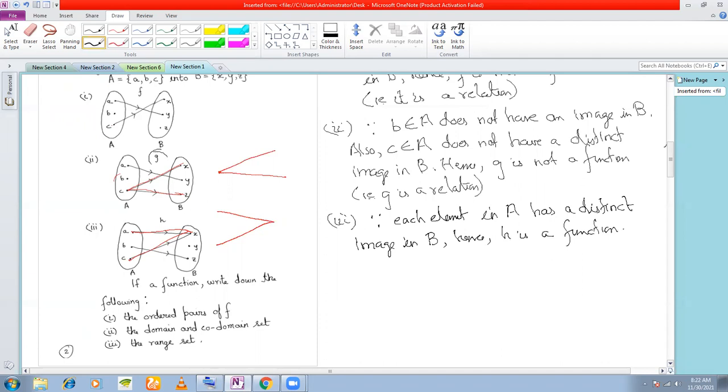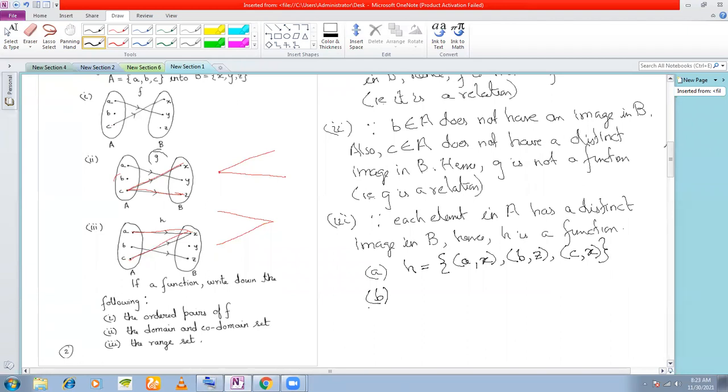Okay. Now, the question states that if it is a function, write down the following. So the first two are not functions, so we cannot write. We'll only write for the third one. The ordered pairs of the function. In fact, here the function is H. So we'll write H is equal to, what are the ordered pairs? A is being mapped to X, B is being mapped to Z, and C is being mapped to X, right?